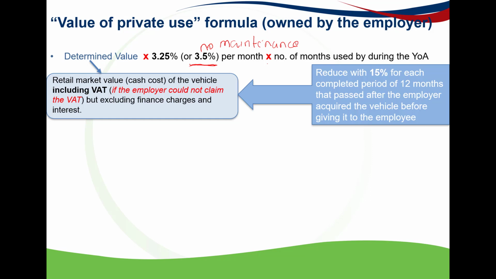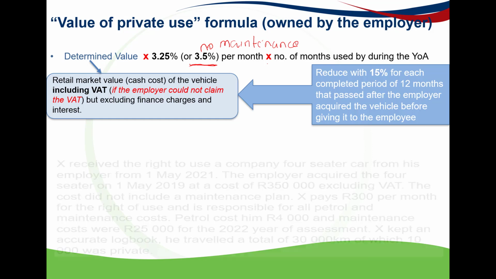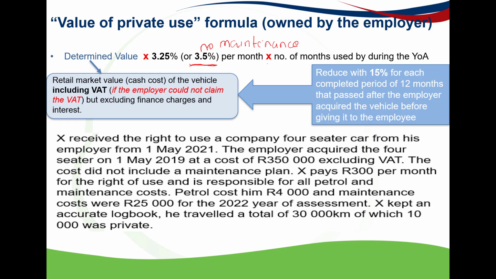Right, so let's put this into practice. If we look at the example that was given to us, if we now need to determine what the determined value is, we will look at the cash cost. If we need to determine what the cash cost is, it would be this amount of 350,000 over here. Now, remember what they say is this amount is excluding VAT.